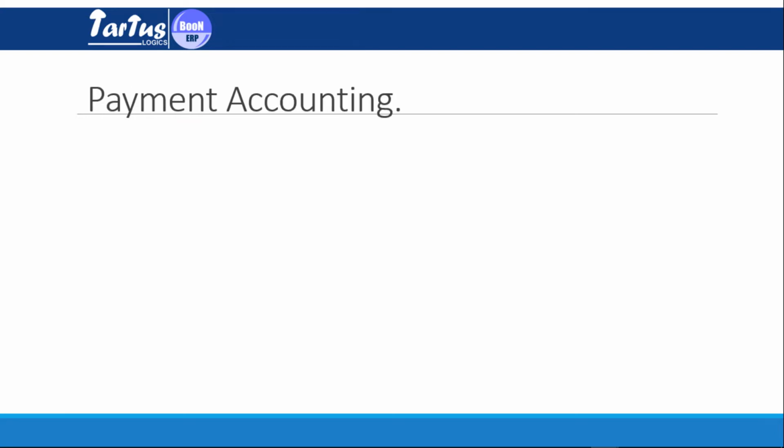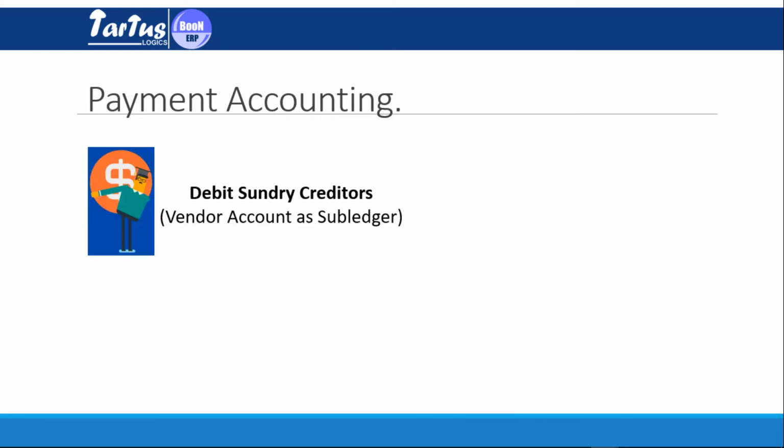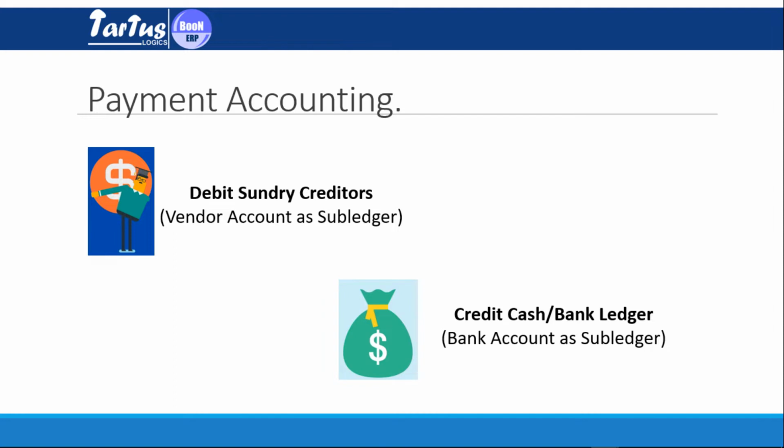Now comes the second step. Here we pay out the credit to the vendor from the cash or bank account. The accounting for payment is debit sundry creditors with vendor as subledger, credit bank ledger account. Once this step is completed, the sundry creditors will be nullified.